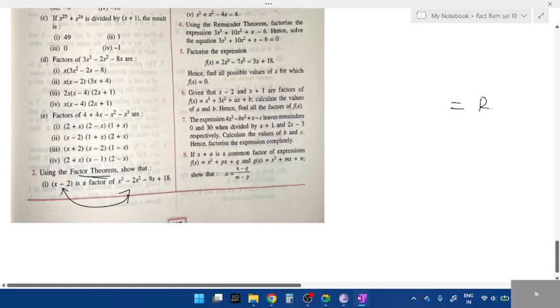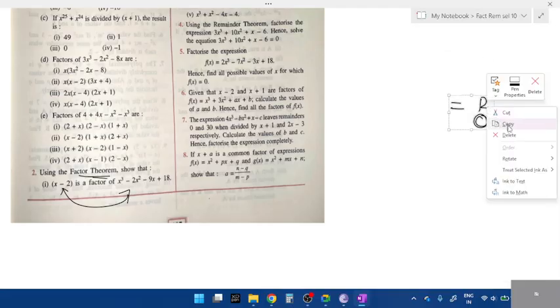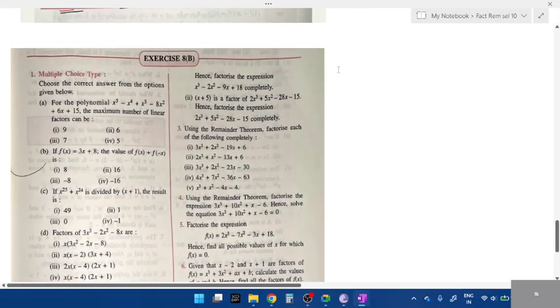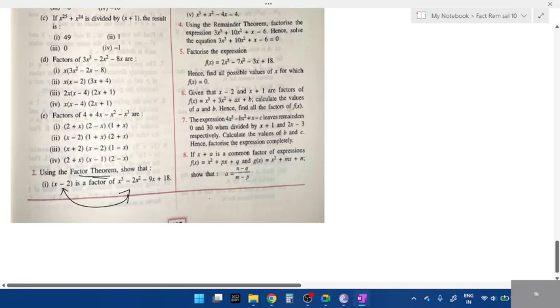Right hand side part. Remainder, what do you have to take? 0, and so on. After that, what do you have to do? Hence, factorize the equation. So this is basically two questions put together, students. One is you have to show the normal calculation. We'll start that. Look at question 2. You have to show that x minus 2 is a factor.